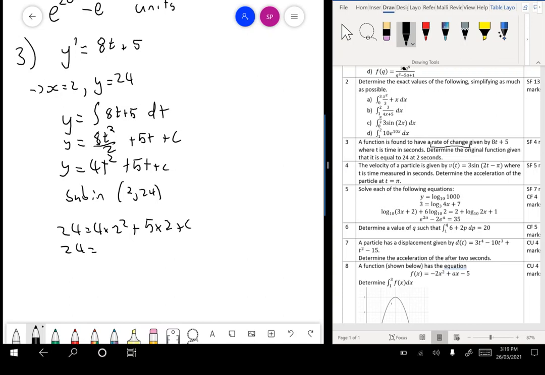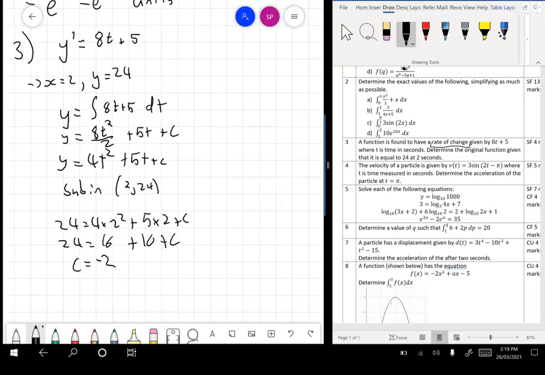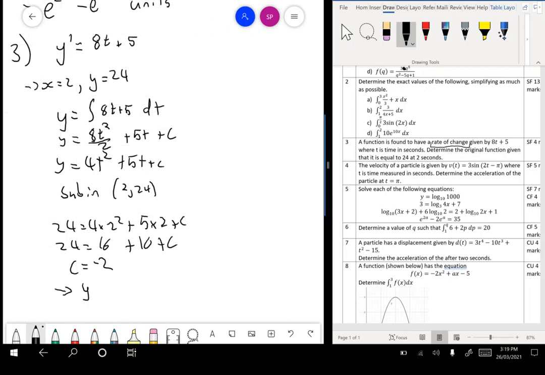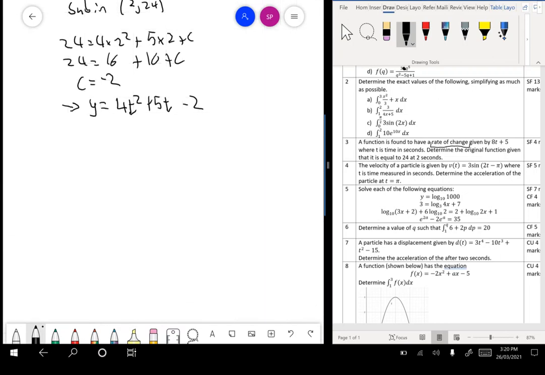24 equals 4 times 2 squared. 4 times 4 is 16. Plus 5 times 2 is 10. Plus c. 16 plus 10 is 26. Minus 26 from both sides. C equals negative 2. So therefore your function y is just equal to 4t squared plus 5t minus 2. There we go. Question 3 done.